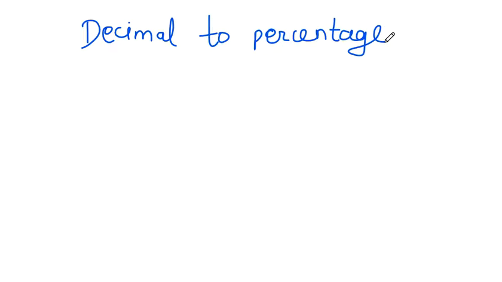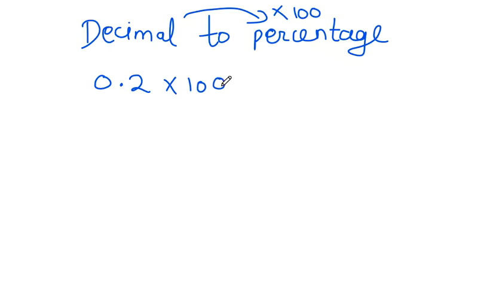Decimal to percentage. Now whenever we want to convert anything to percentage, we multiply by 100. If you want to convert a fraction to percentage, you multiply by 100. So now let's convert 0.2 into percentage. So what you will do, you will multiply by 100.